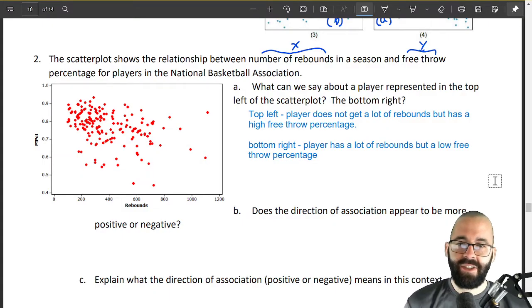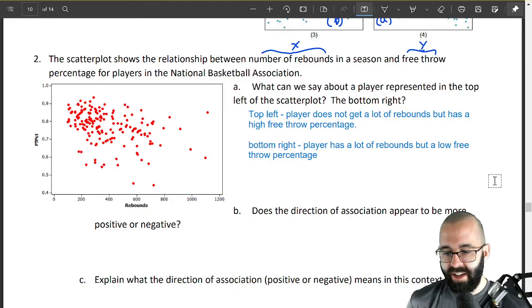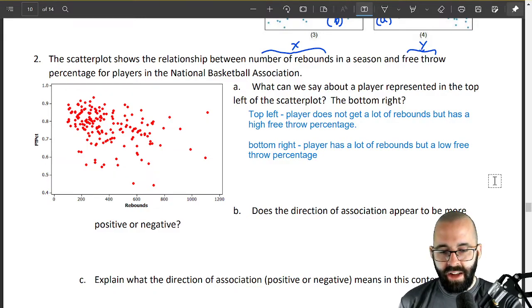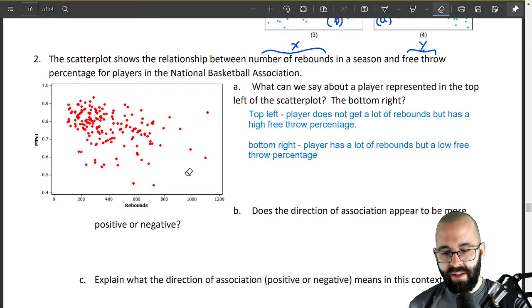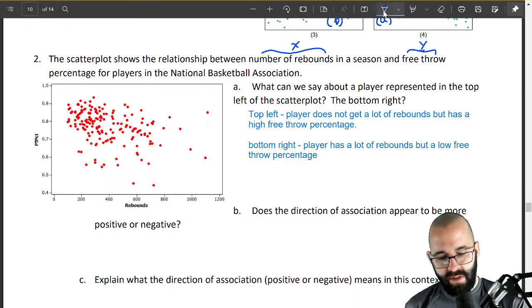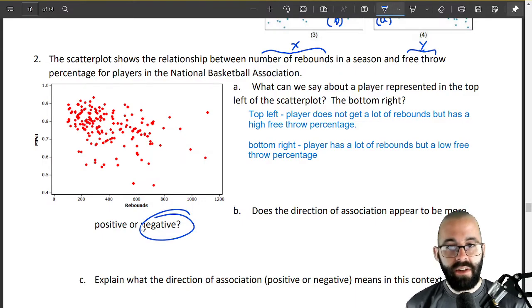Does the direction of association appear to be positive or negative? Well, if I had to draw a line here, I'd maybe draw the line kind of something like that. Or maybe a little flatter. So there's negative correlation, right? The slope is negative. We're going to say negative.